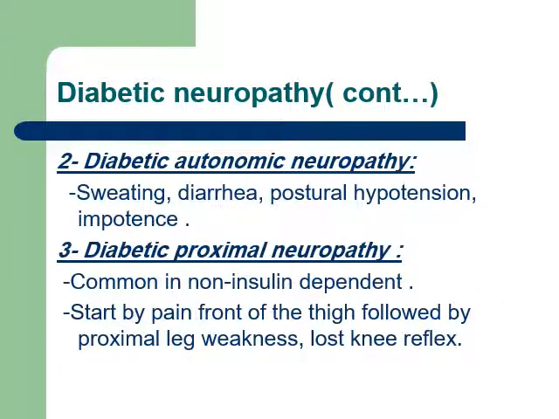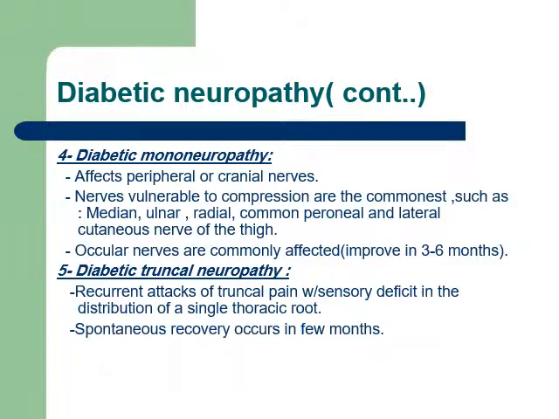It can come with isolated autonomic neuropathies or proximal neuropathy where it affects the nerve roots, or mononeuropathies in which we can also see cranial nerves, and all these manifestations might precede even the diagnosis of diabetes. Diabetic truncal neuropathy, in which we do have a radiculopathy affecting a single thoracic nerve root.